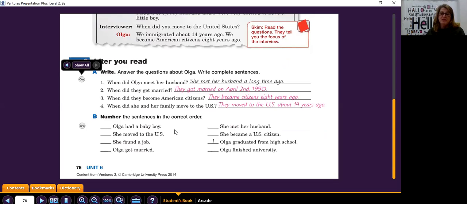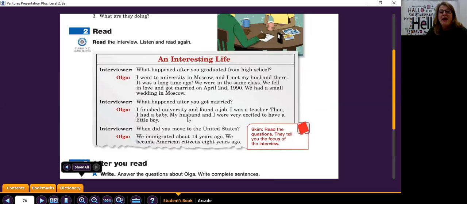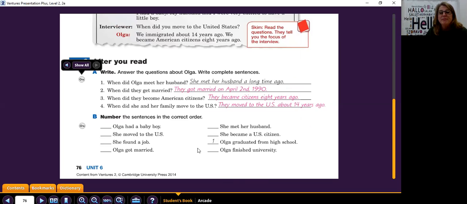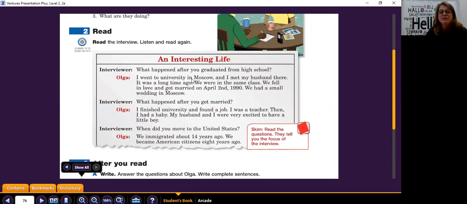So it looks a little daunting, meaning like a little overwhelming, but we got this, okay? So B says number the sentences in correct order. So all of this stuff is out of order. It's like that timeline, okay? But instead of a timeline now, we are just simply looking back for first, next, last type thing, okay? So first, Olga graduated from high school. So we can see that she went to university in Moscow. Okay, so that's happening there, all right?